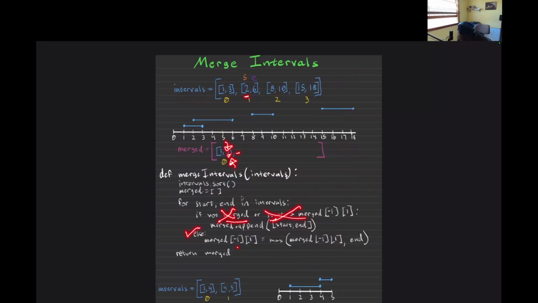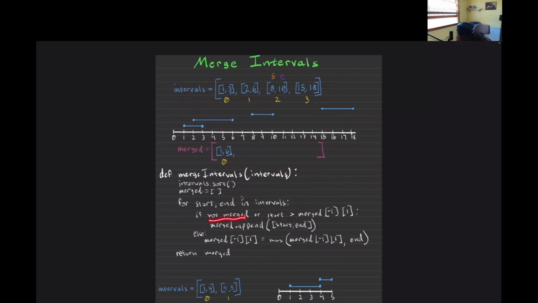We say else merged of -1, 1. This value now, this 3, needs to be updated between the max of itself, 3, and the current end, right? 6. So which one's bigger? Well, clearly 6 is bigger than 3. So this here becomes a 6, right? 6. And now we're back inside of our for loop. So we're here now.